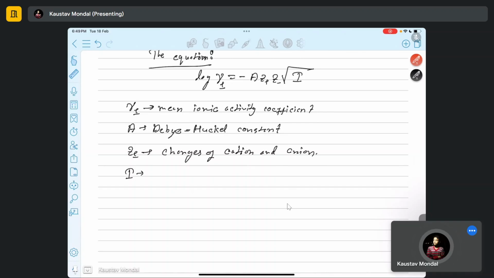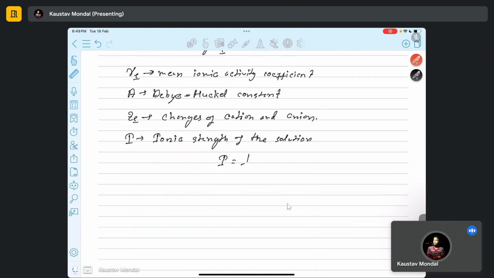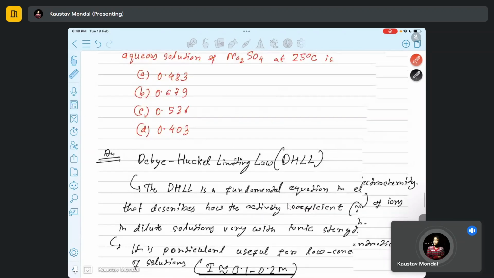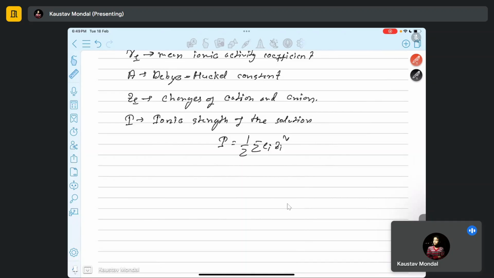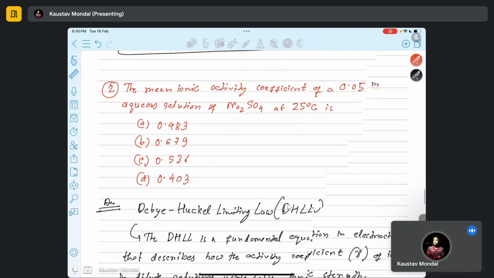And I is basically the ionic strength of the solution. That expression you already know, right? I is equal to simply half the summation of Ci Zi squared. This is the ionic strength. So now the next thing you have to calculate, for the Na2SO4 in the problem, okay.